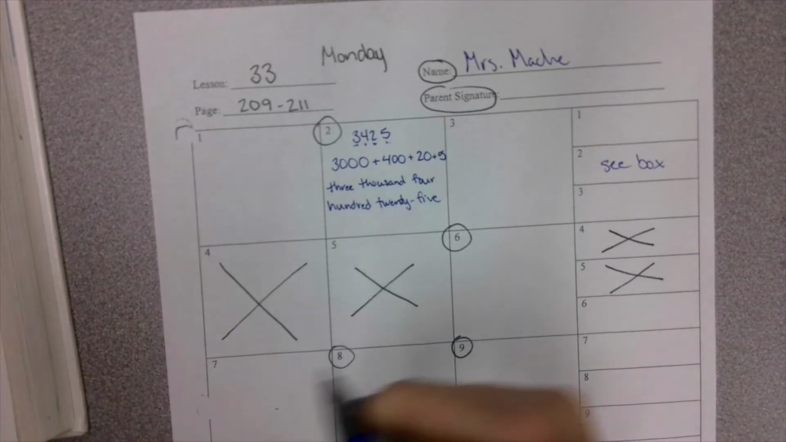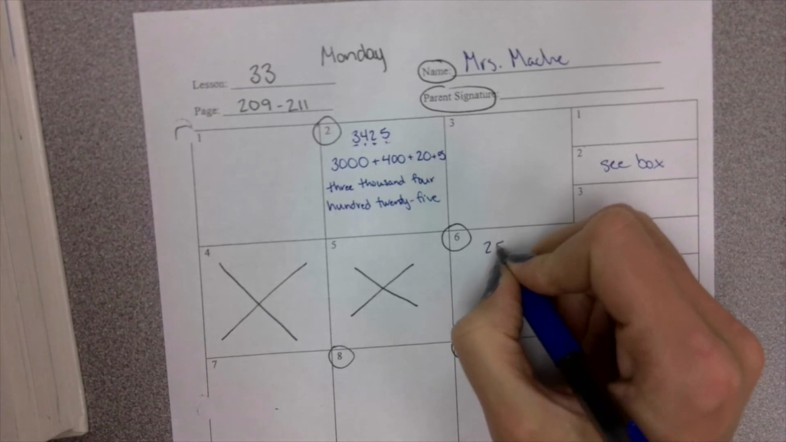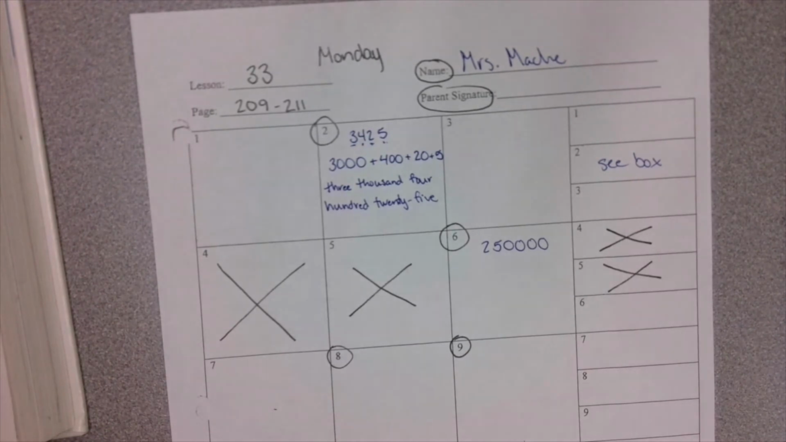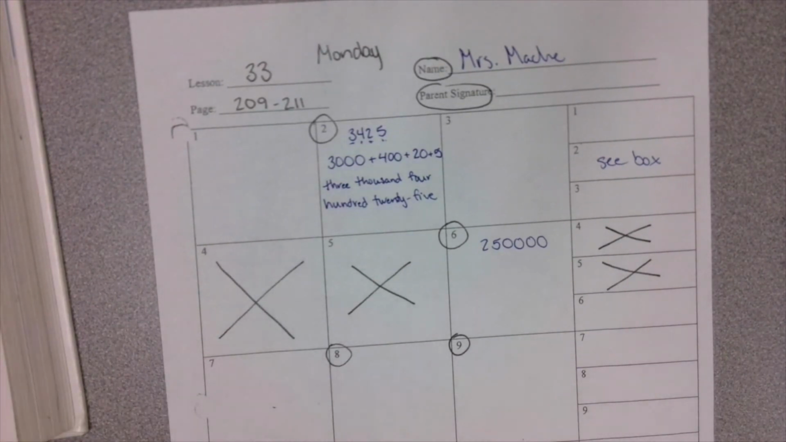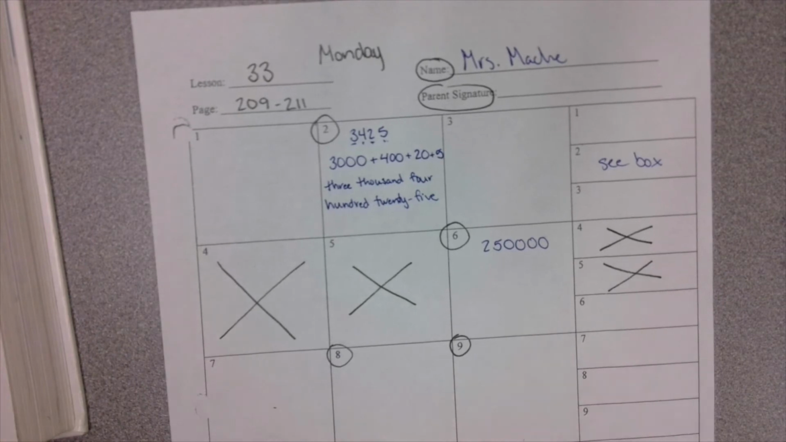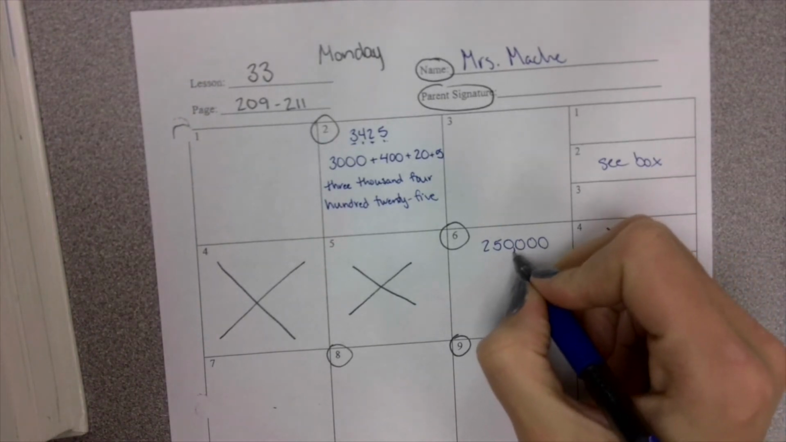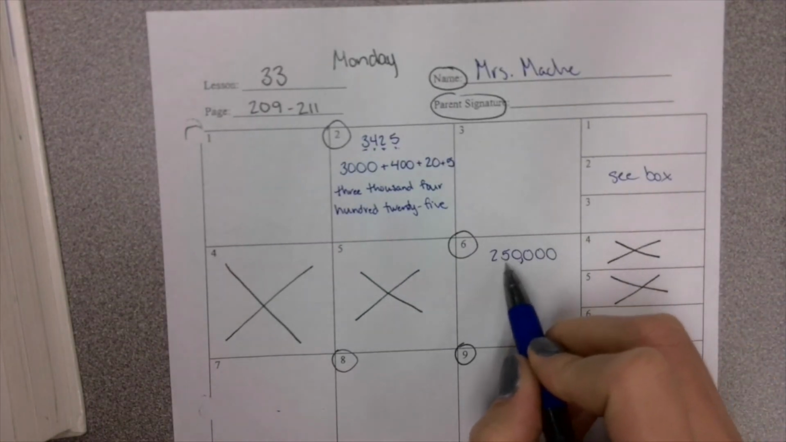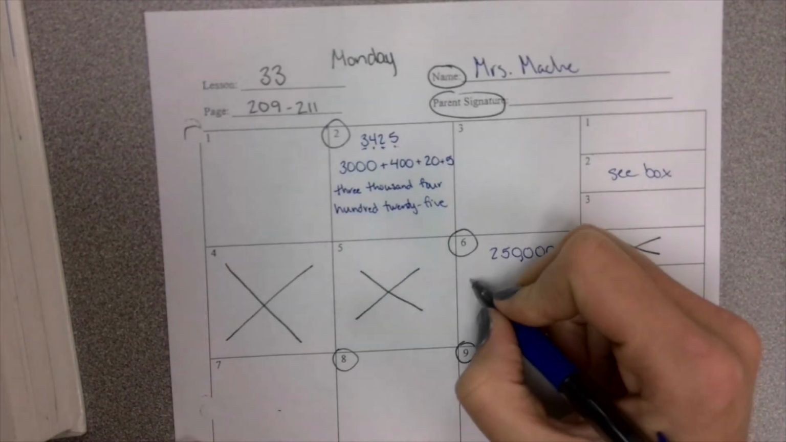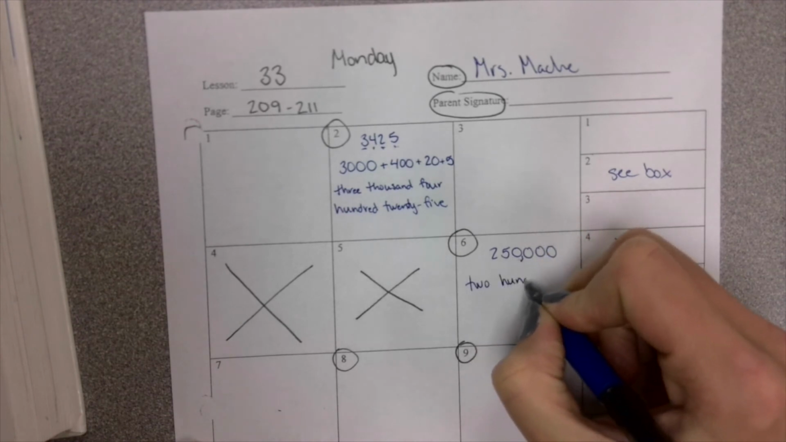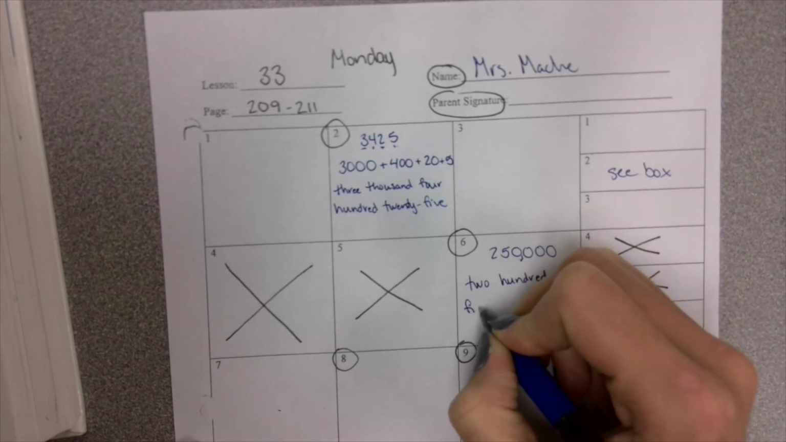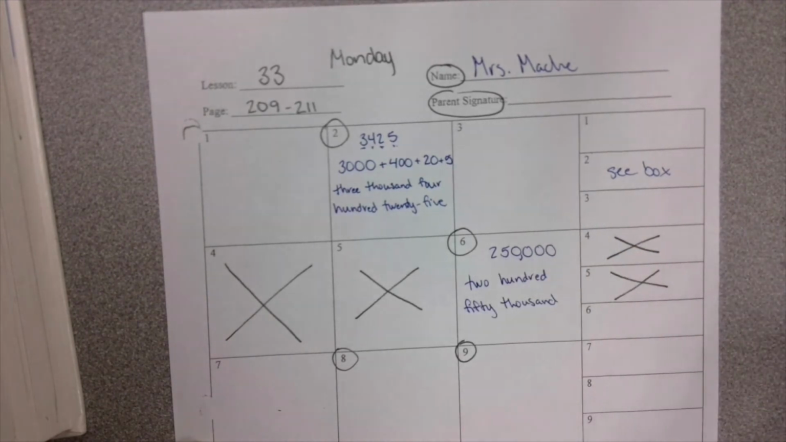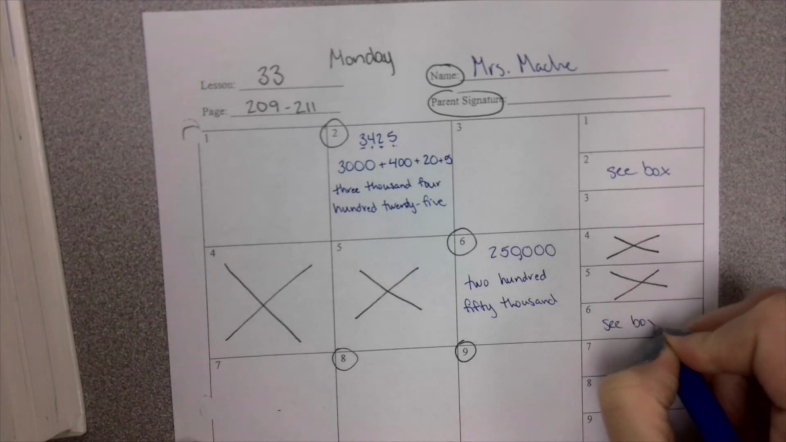Number 6, place commas in this number 2, 5, 0, 0, 0, 0. There should be 4 zeros there. 1, 2, 3, 4. Yep. All right. We start at the back and we place commas every 3. So 1, 2, 3, comma. Okay, now that can help us. This is 250,000. It's another good C box one.